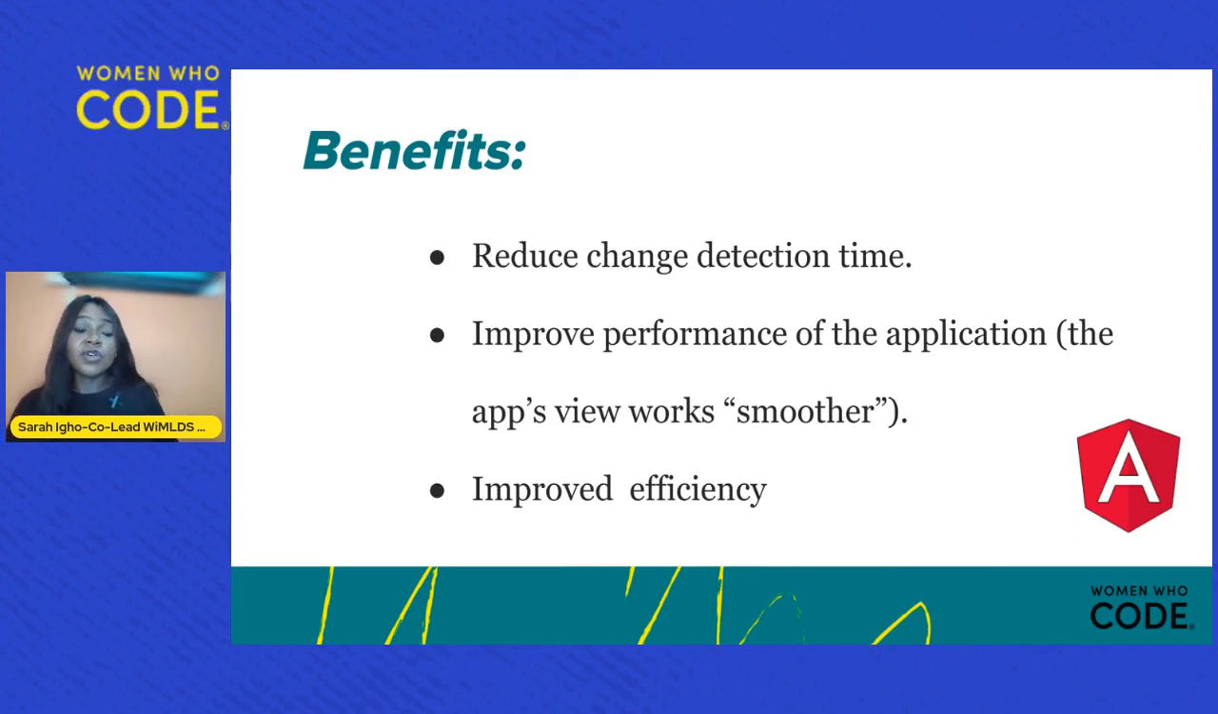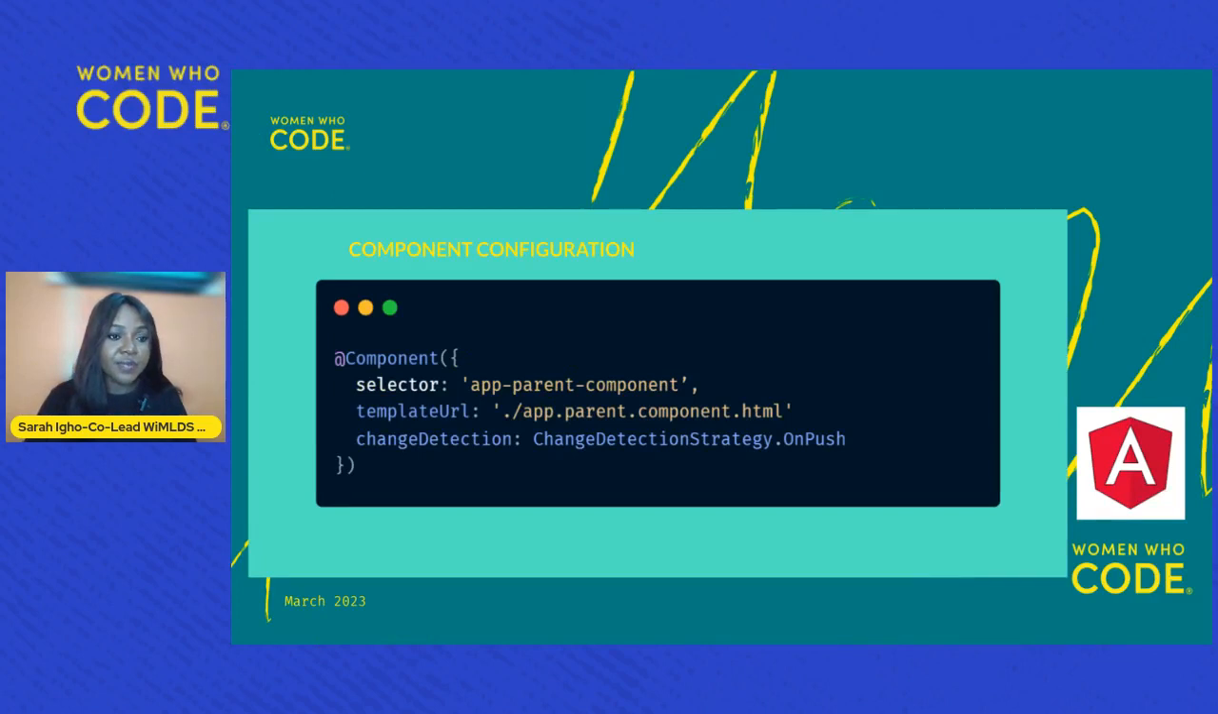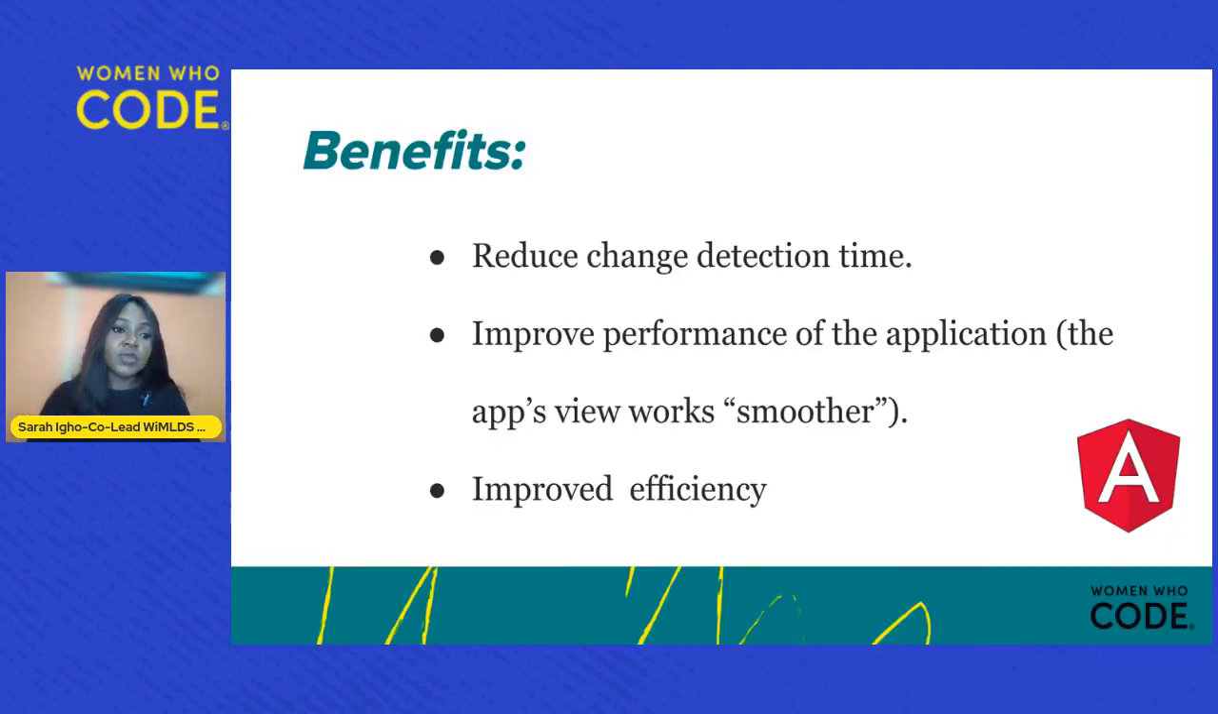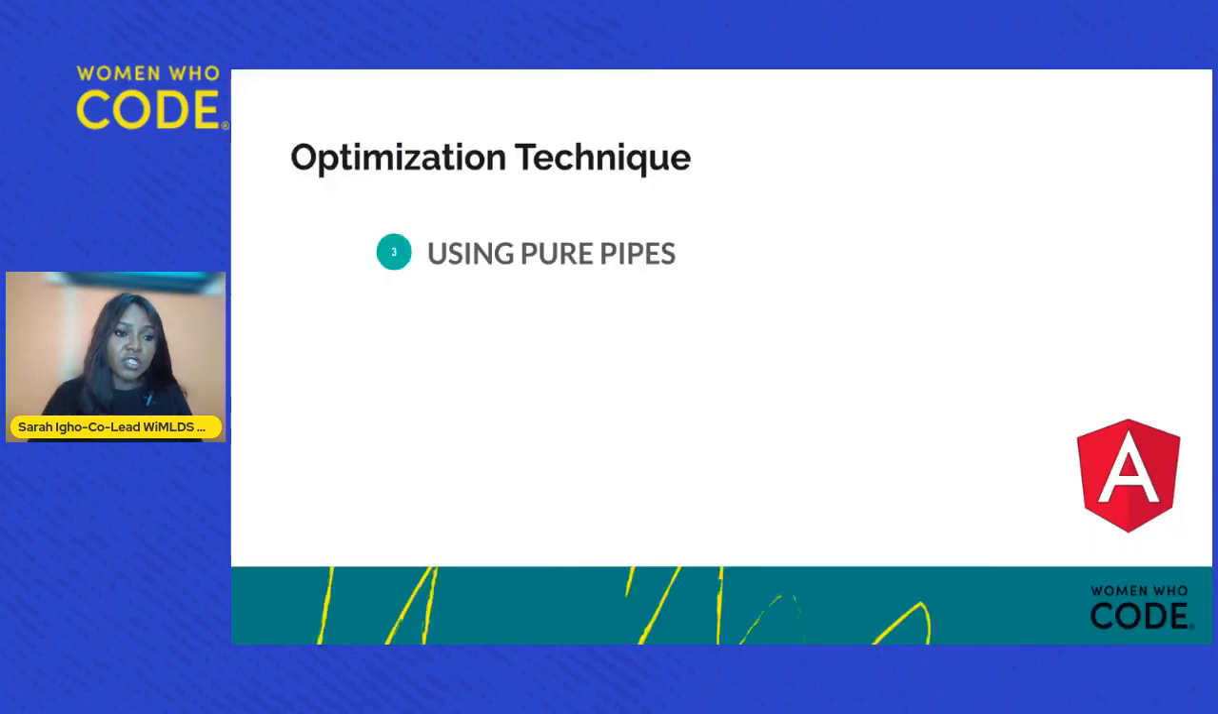So there are some scenarios or use cases where the on-push strategy doesn't trigger change detection. When we use an asynchronous function like setInterval, setTimeout, Promise resolve and reject, RxJS subscriptions, in such use cases, the on-push change detection strategy wouldn't work. So these are examples of how you can specify or configure which change detection strategy to use, in this case using the on-push change detection strategy.